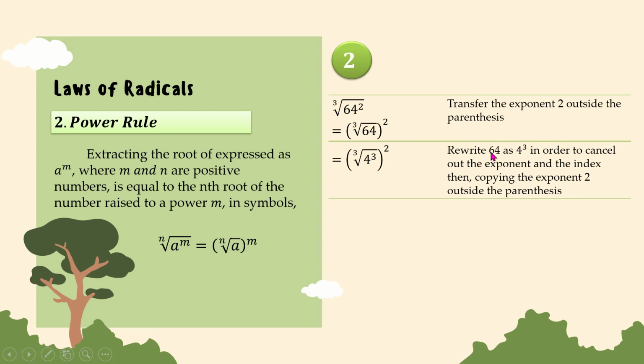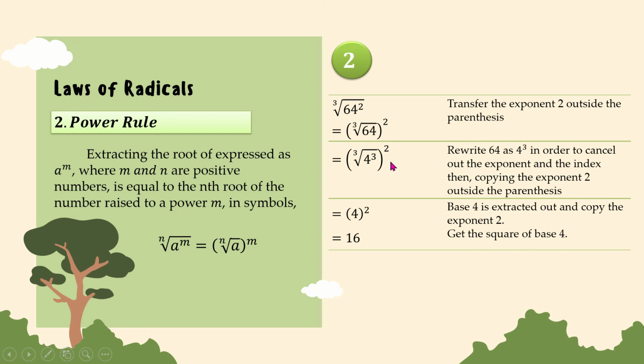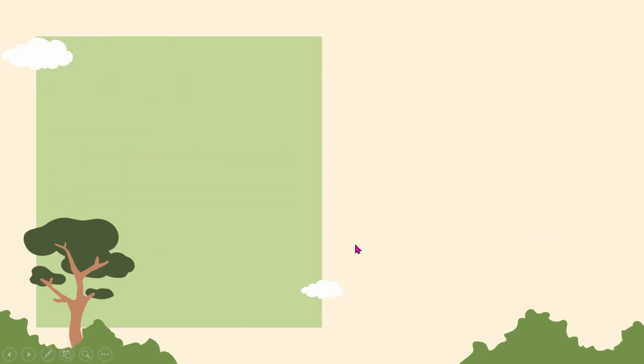So we rewrite 64 as 4 cubed in order to cancel out the exponent and the index, which are 3 and 3. Then, copy exponent 2 outside the parentheses. So, the 4 comes out, then copy exponent 2. It becomes 4 squared. Base 4 is extracted out and copy the exponent 2. Then get the square of base 4. So, 4 squared is 16.